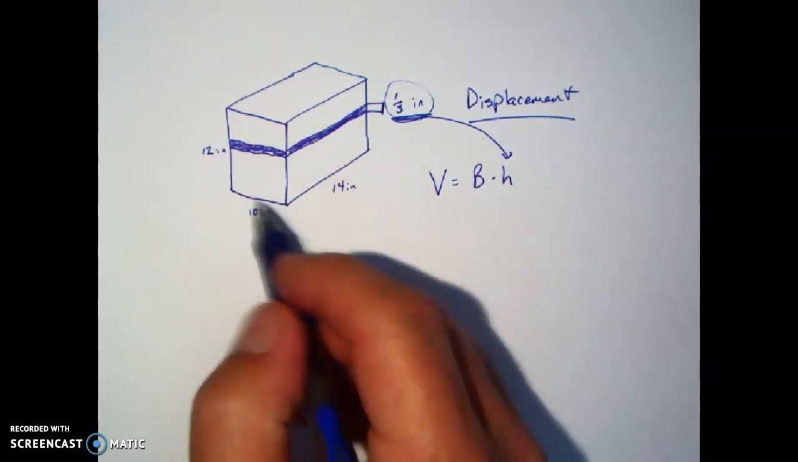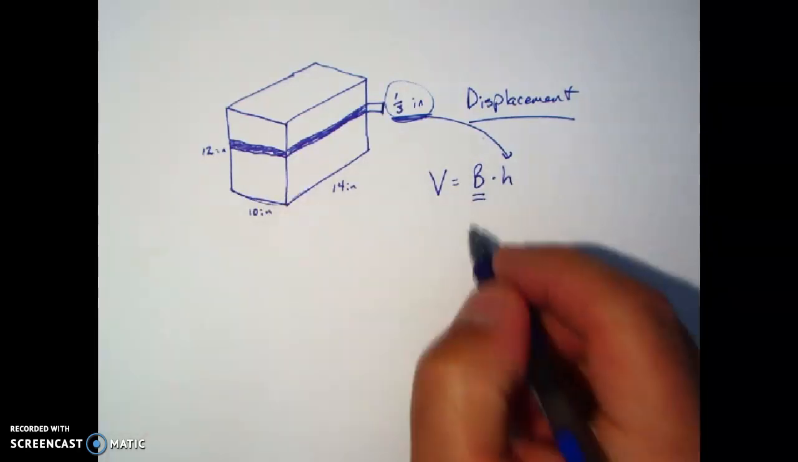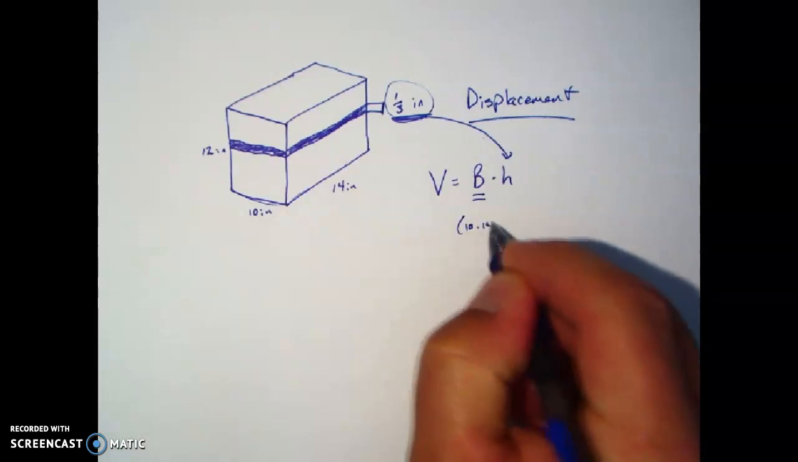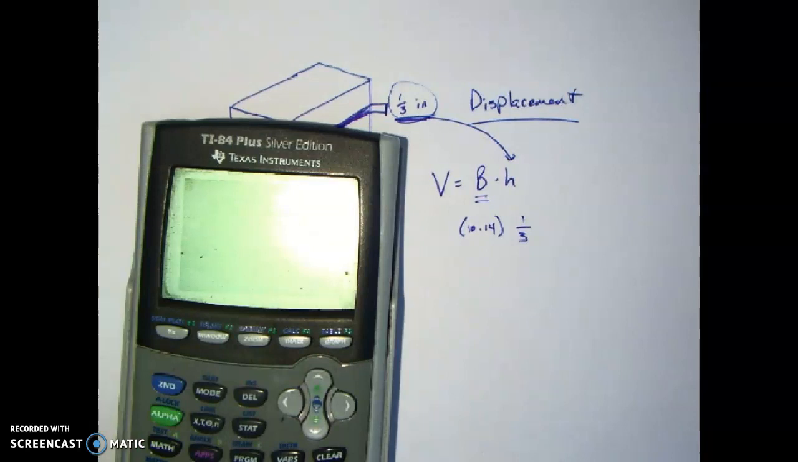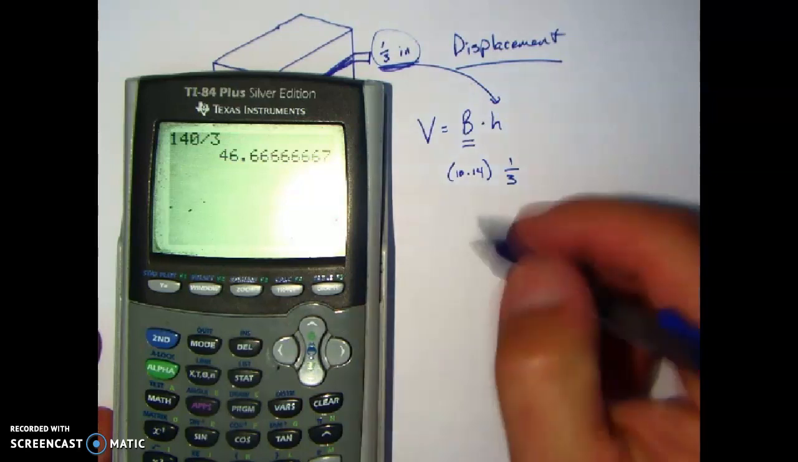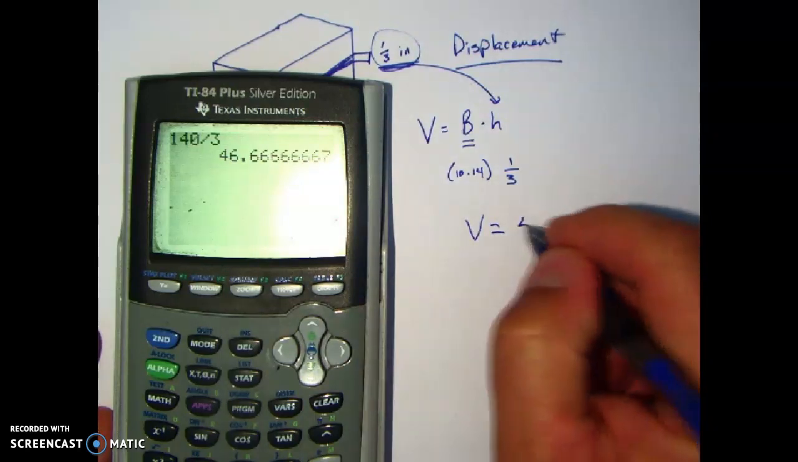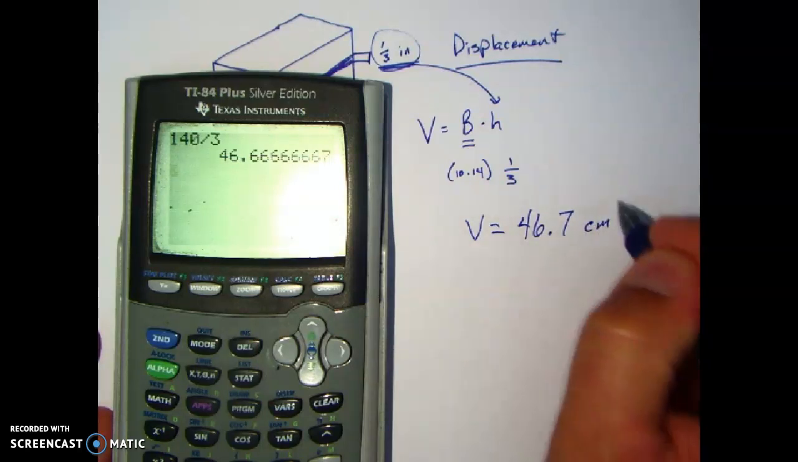Now we have a prism here. So again, this part is the area of the base, which is a rectangle that is 10 by 14. So we have 10 times 14 for the area of the base, and then we have 1/3 of an inch for our height. So 10 times 14, that would be 140. And then we're going to multiply that by 1/3 or divide it by 3. And we would find that Columbia has a volume of 46.7. Those are inches, cubic inches.